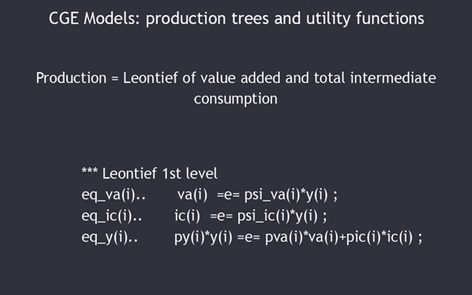So these are relations of proportionality in volume between value added and production on one side, and total intermediate consumption and production on the other side. The third equation is PY in sector I times Y in sector I is equal to PVA in sector I times VA in sector I plus PIC in sector I times IC in sector I. It simply means that the total value of production is equal to the sum of the value added and the value of total intermediate consumption.